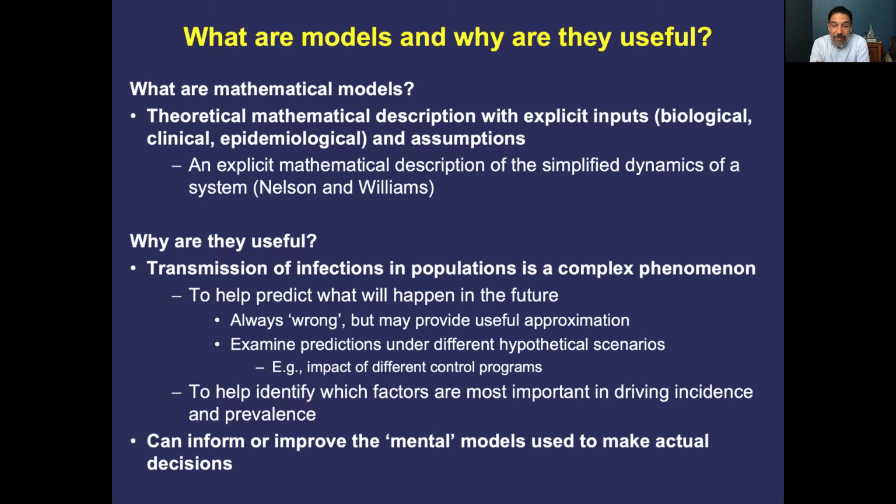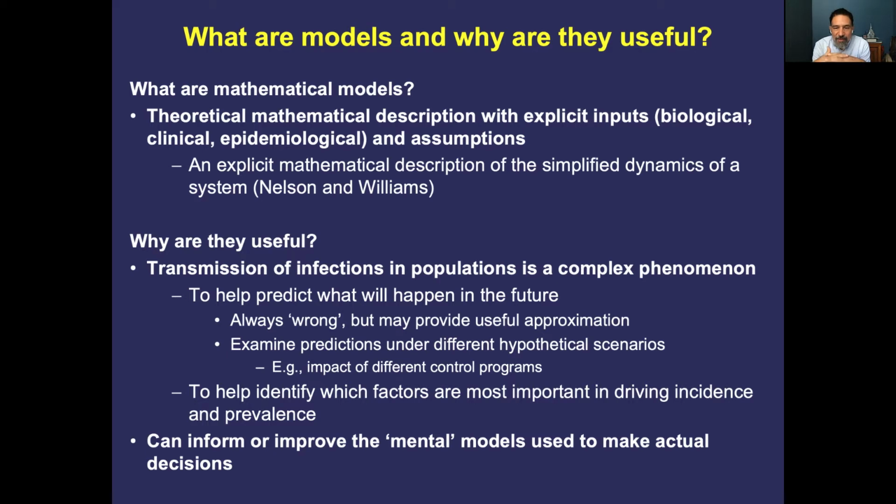They can help give insights also into what factors are the most important drivers of incidence and prevalence among the many factors that could be important. And at the end of the day, if we don't have mathematical models that are well developed, we're left to our own intuition to try and guess what infectious diseases might do going forward, or how we might best control them. And Nelson and Williams refer to this kind of intuition as mental models, the kind of models you make in your head about how you think, based on what you know, the infectious disease might behave.